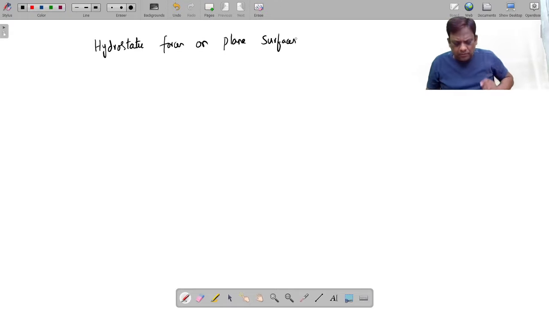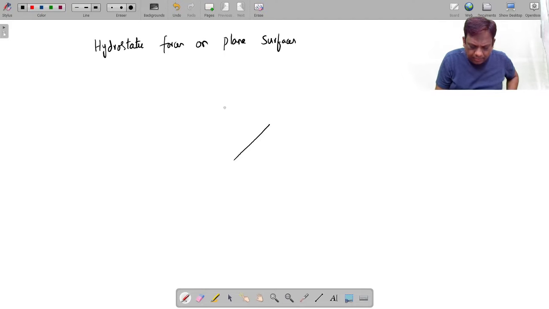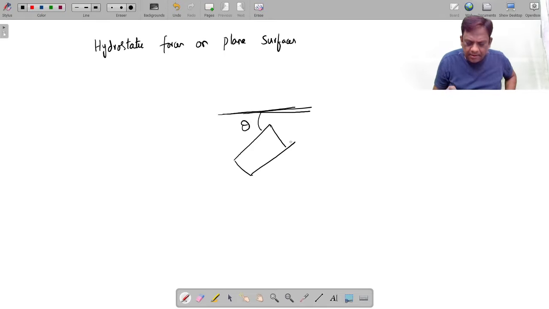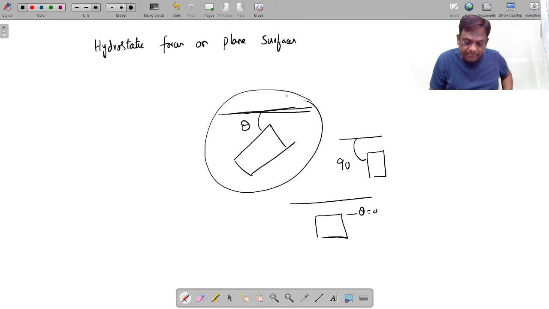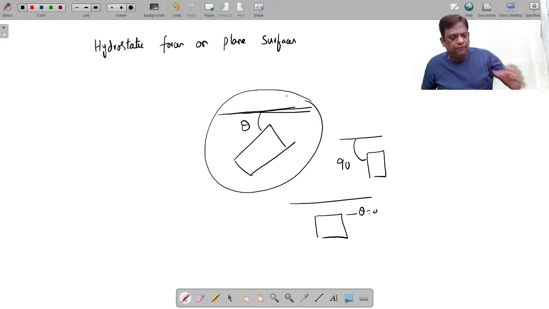So let this be the free surface. Let this angle be theta. It is an inclined surface. My dear students, if I make theta 90 and if I make theta 0, if I make it horizontal, then theta will be 0. So first I'll derive it for the inclined surface. From the inclined surface, if I put theta 90, you get vertical. If I put theta 0, you get horizontal. So therefore, you don't have to worry about this.